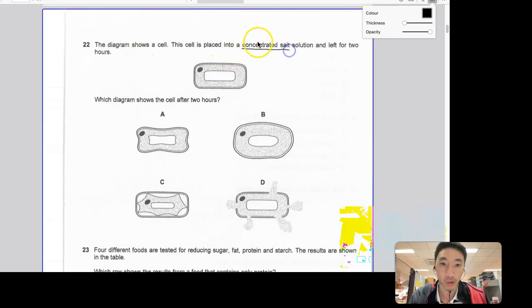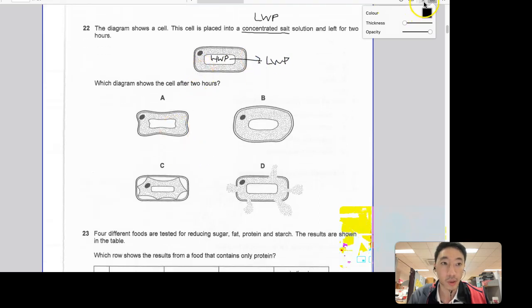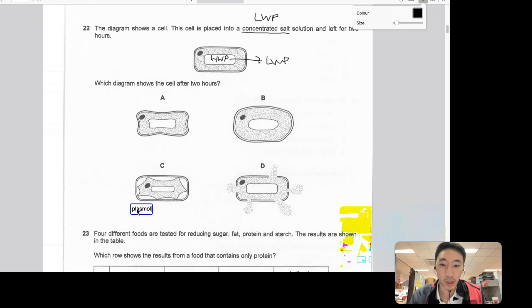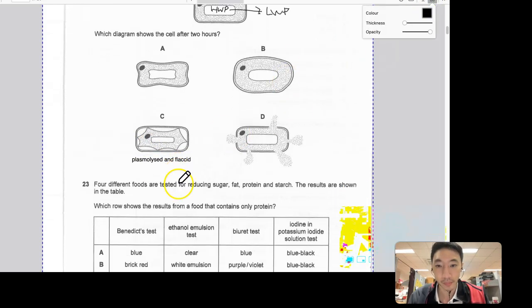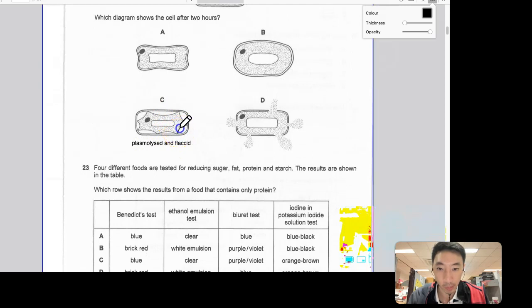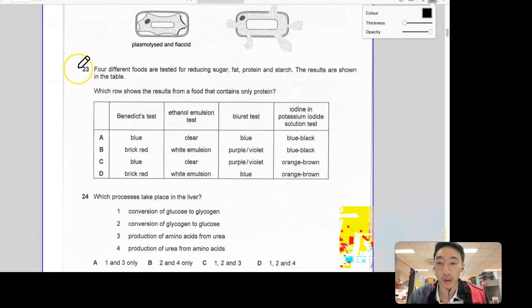So see concentrated salt solution, the more salt you have, the lower the water potential. So that means that you're putting this high water potential of the cell, the plant cell, towards the low water potential in the solution. So it will become, as you can see, plasmolysed and flaccid. Please don't use the word soft, that's a very noob word. Just use the word flaccid. What's plasmolysed? You can see that the cell membrane has been pulled away from the cell wall, so that's called plasmolysed.